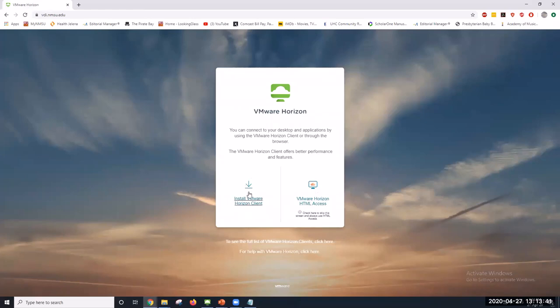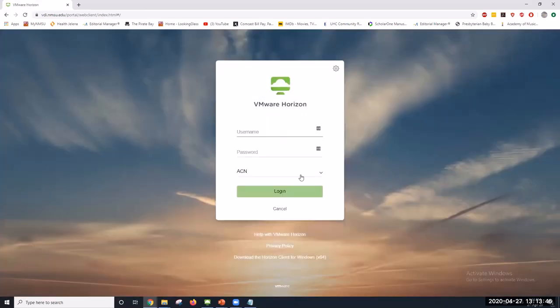And you can either install or you can use HTML access. So you just need also my NMSU credentials. You can use online version. Yeah, I prefer online. That is more sophisticated right now with laptop. And it will not slow down your system. Okay. Just log in. I have to go to this website, right? vdi.nmsu.edu. Yeah. Okay.